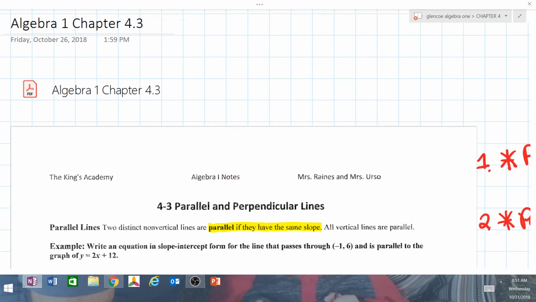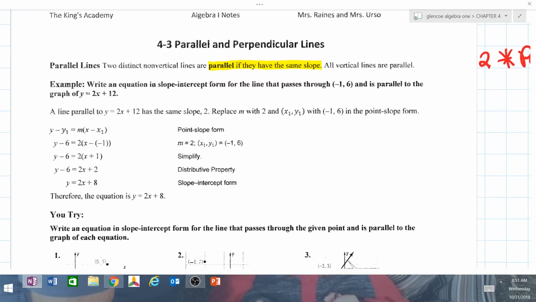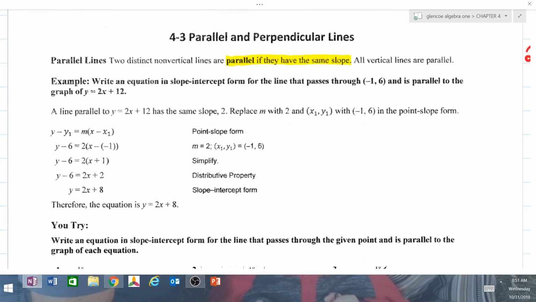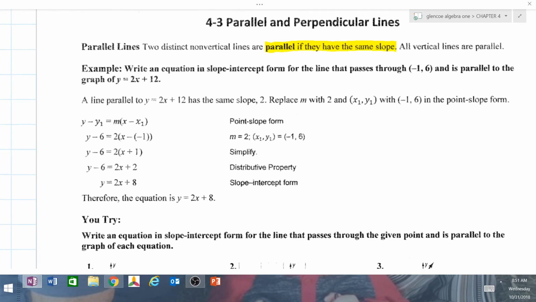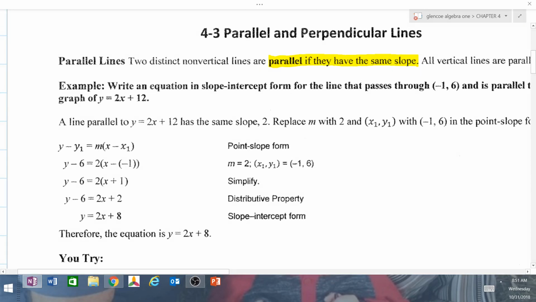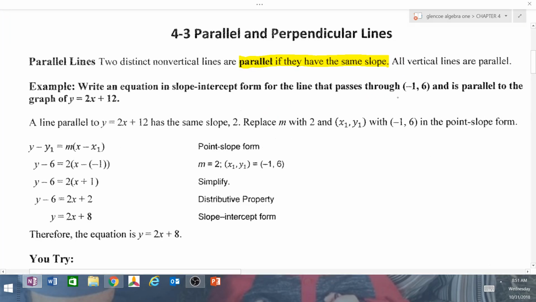All right, here we go. Parallel lines are 2 distinct non-vertical lines, and they're parallel because they have the same slope. So if I said to you, write an equation in slope-intercept form for a line that passes through the point -1, 6, and is parallel to the graph of y equals 2x plus 12, let me work this problem with you.